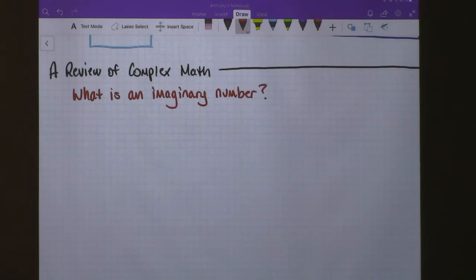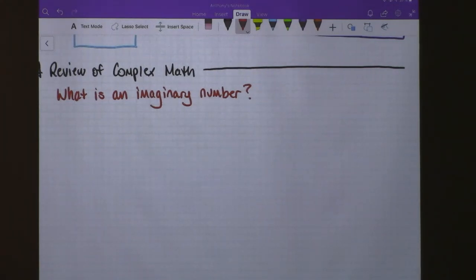Anybody remember? Yes. I, right? Is that what you said? A plus bi? Okay. Yeah, right. Exactly. So that's actually a complex number because it has a real portion as well. So the imaginary portion is just the second part of that.